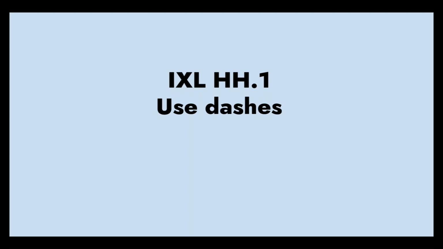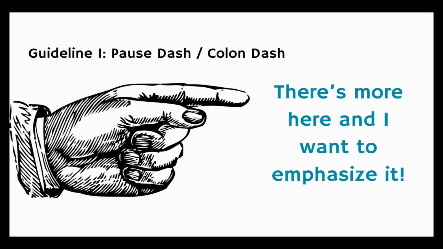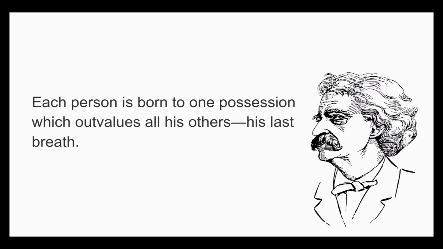uses of the dash. The first way we'll use a dash is when we want to put a pause in a sentence that gives some emphasis to the thing that follows the pause. This kind of dash says, there's more here, and I want to emphasize it. Here's an example. Each person is born to one possession which outvalues all his others, his last breath. So we've got a first idea, we're tacking on a second idea, and that second idea is going to explain or complete or just relate in an interesting way to that first idea.